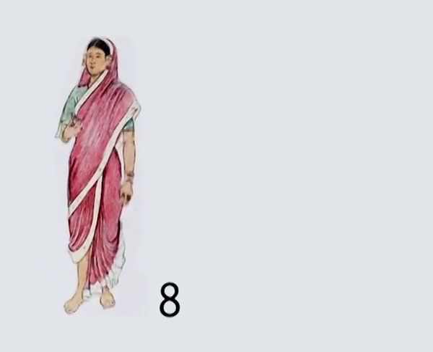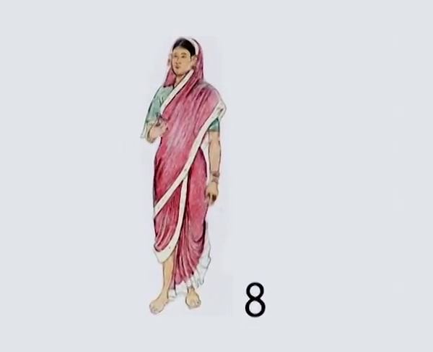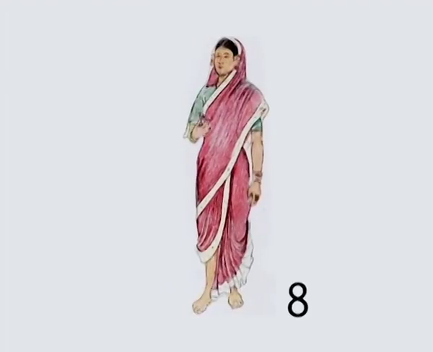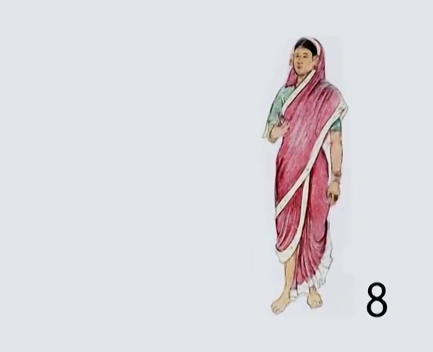Number 8. An upper class Maharashtrian woman wearing a sari, which also covers the head. She wears a short choli or blouse under the strawberry colored sari or wrap.